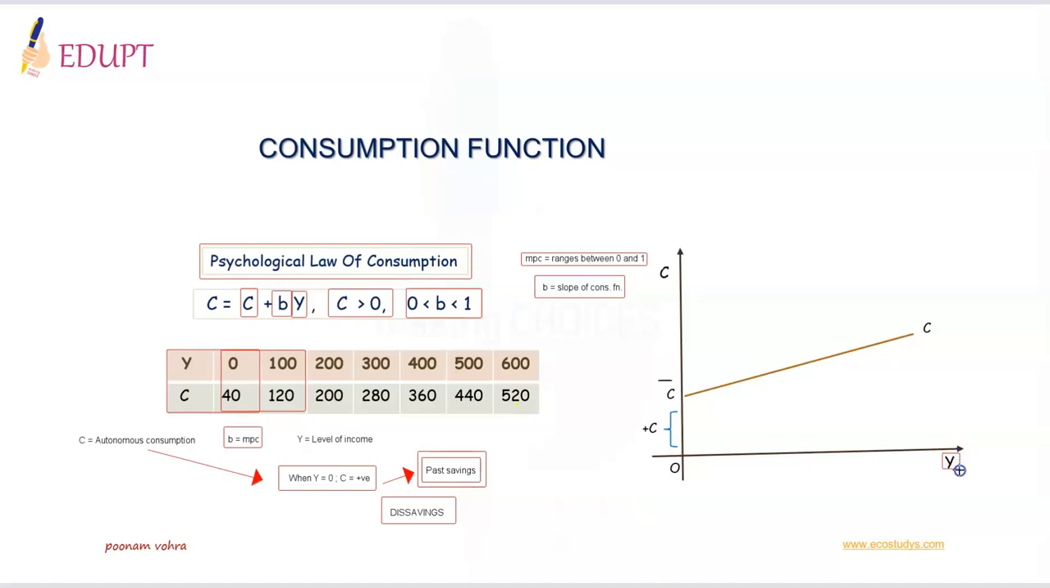Diagrammatically, income is on x-axis, consumption is on y-axis. C bar represents autonomous consumption. That is, when income is zero, consumption is positive. So with increase in income, consumption also increases, but by less than proportionate amount, and the slope is given by marginal propensity to consume. So consumption function is upward sloping. So it shows there is a direct relation between consumption and income.